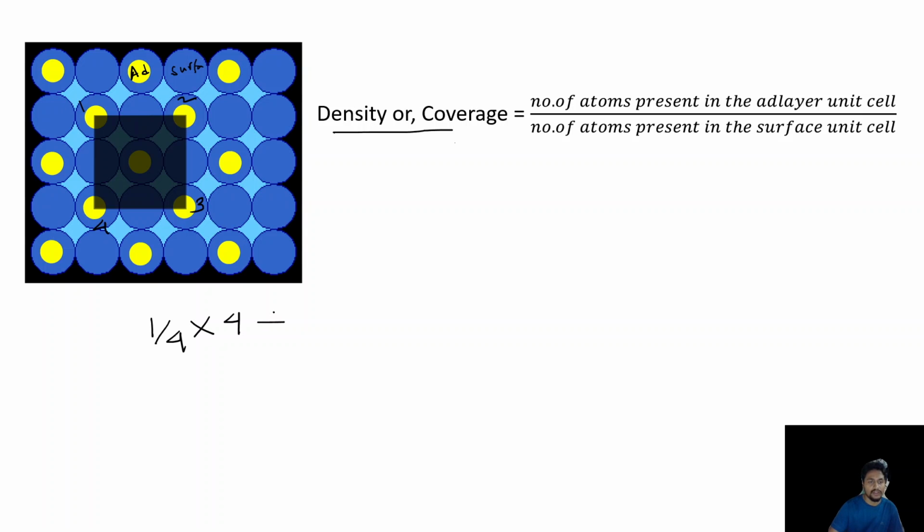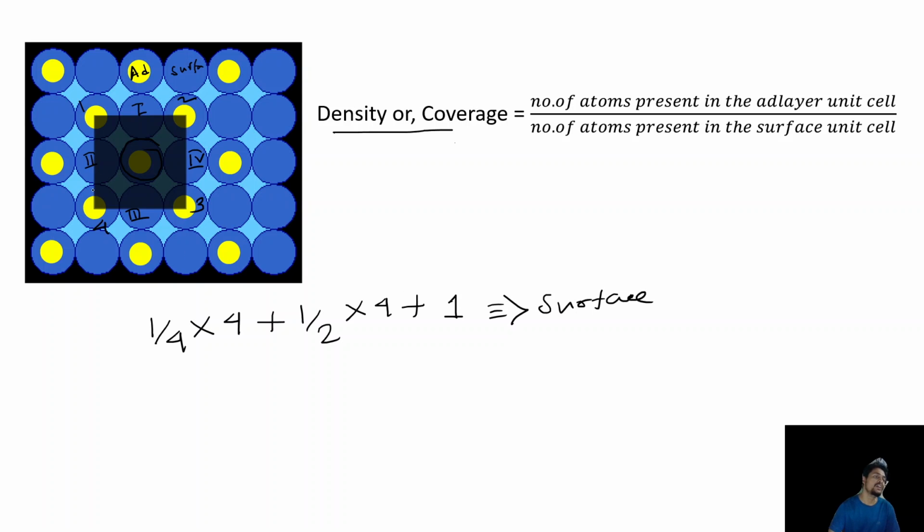So 1 by 4. Now there are side atoms, 1, 2, 3, 4, and each will be shared by 2 cells. So half into 4, and there is one atom which is never shared with any other unit cell. So this is plus 1, right? This is for the surface.